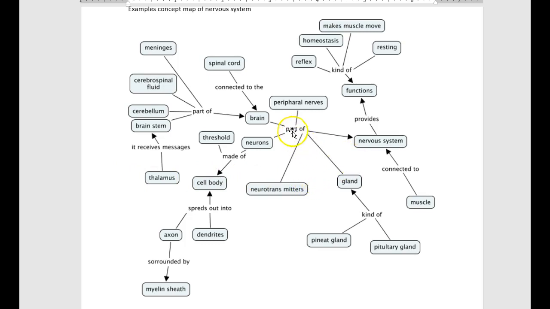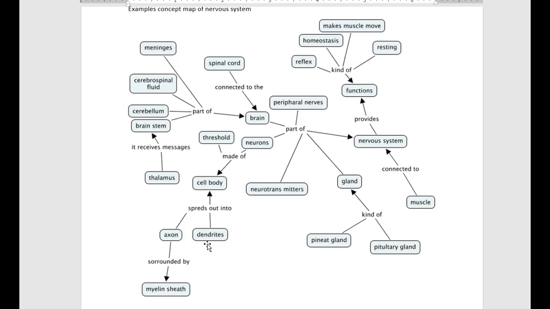If you look here, I don't even know where to start. This isn't the best concept map, but it's one I could find. Here are all terms associated with different parts of your nervous system. If you start in the middle with the brain, because everybody likes the brain, it is part of the nervous system. The nervous system is connected to muscles, and provides these different functions. Spinal cord is connected to the brain. The meninges, cerebrospinal fluid, cerebellum, and brainstem are all part of the brain. So it's one way of showing how all of these different terms relate to one another.